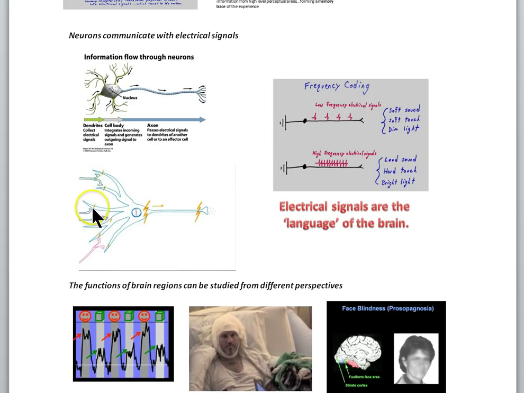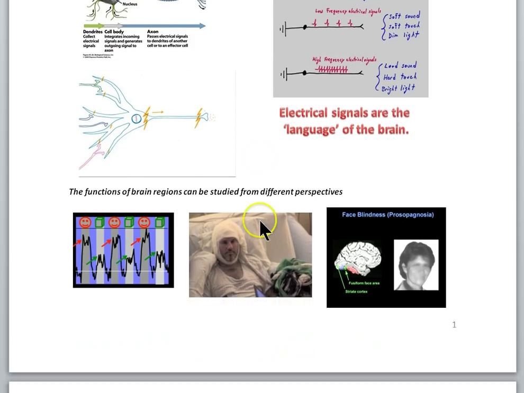However, if only 1 or 2 out of the 6 are active, the cell will generate just low frequency electrical signals. And so the frequency of signals carries information. If this were a sensory neuron, for example, the low frequency signals would indicate a soft sound or a soft touch or dim light. High frequency signals would indicate loud sound, hard touch, or bright light. In general, though, the frequency of the electrical signals is dependent on how much activity it is receiving on its dendrites.